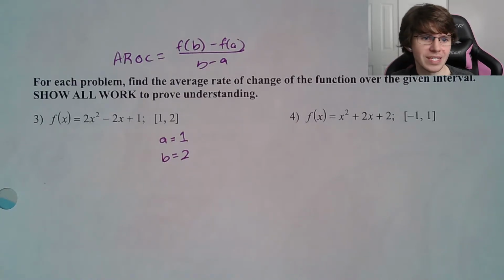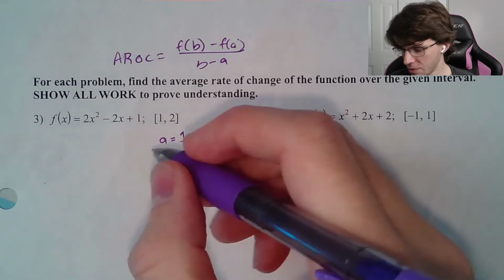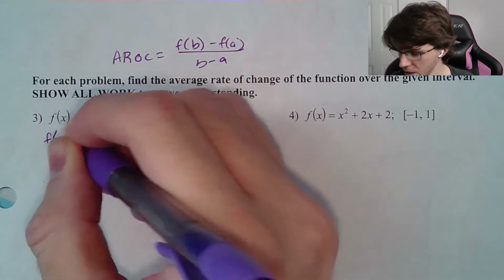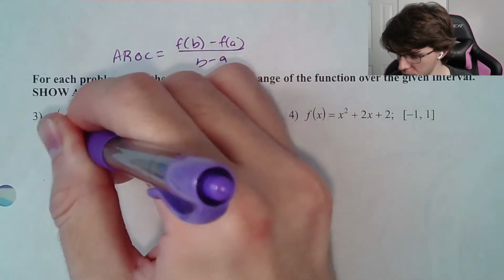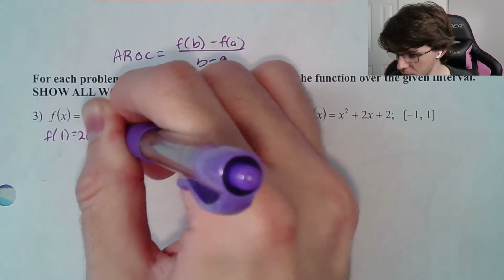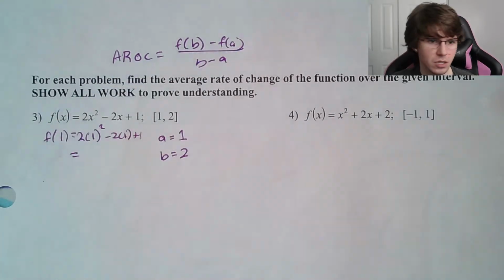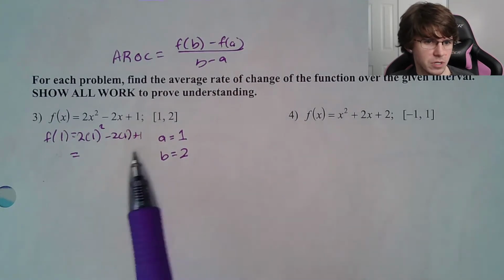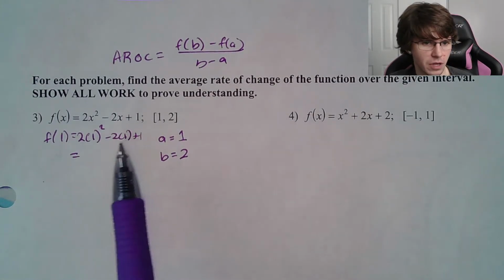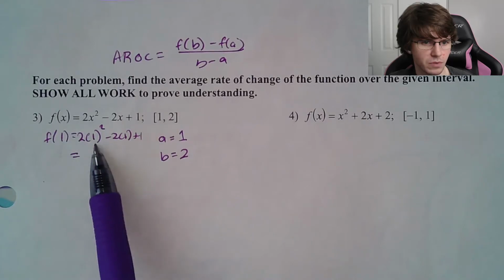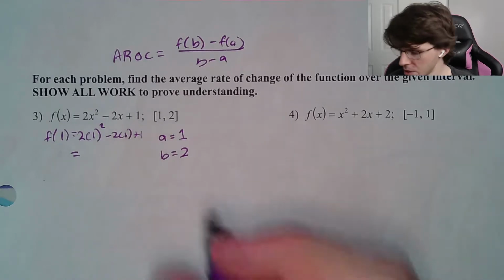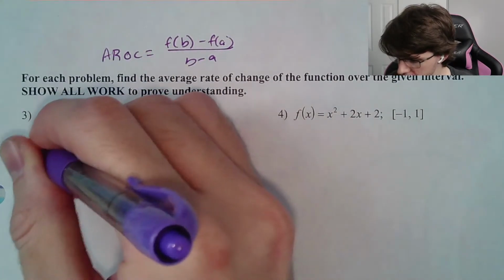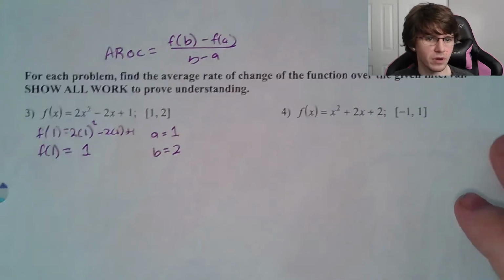After that, we're going to need to calculate f of a and f of b for this one. So f of a, f of 1 here, is going to be equal to 2 times 1 squared minus 2 times 1 plus 1. Use your pre-algebra skills. 1 squared is 1, times 2 is 2, minus 2 is 0, plus 1 is just 1. That's cool. f of 1 is 1.